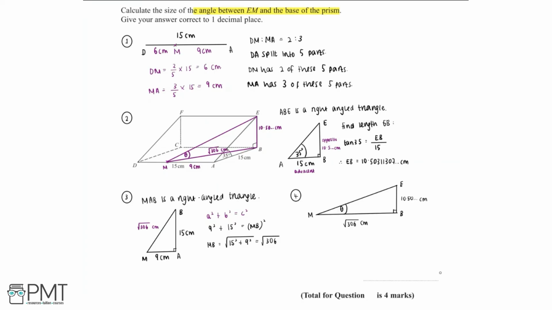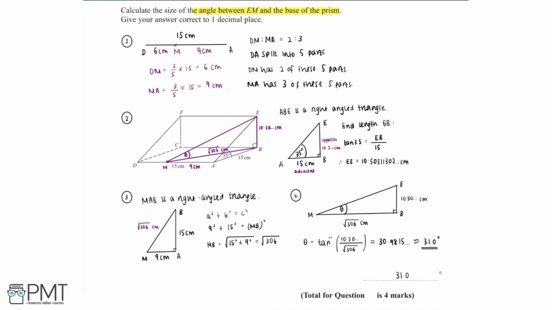Take a look at triangle EMB. Now since EMB is a right angle triangle, we can use our trigonometric ratios in order to find theta. We can say that tan theta is equal to opposite over adjacent, and so tan theta is 10.5 divided by root 306. Now using this, we can say that theta is the inverse tan of 10.5 divided by the square root of 306. And putting these values into our calculator, we'll find that theta is equal to 31.0 degrees to 1 decimal place.